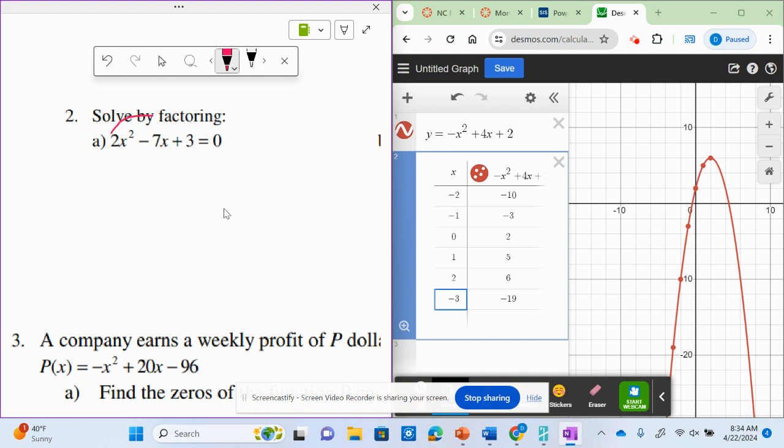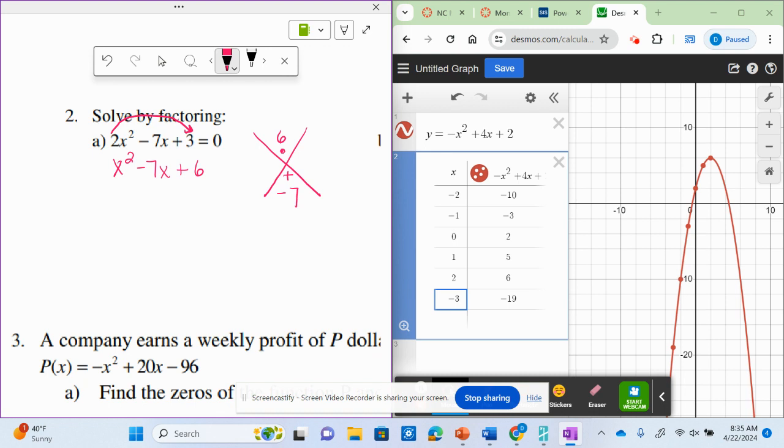So 2 times 3 is 6. So I have x squared minus 7x plus 6. So I'm looking for 2 numbers that multiply to 6, that when I add them, I get -7.